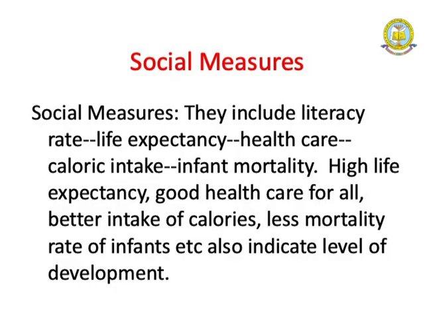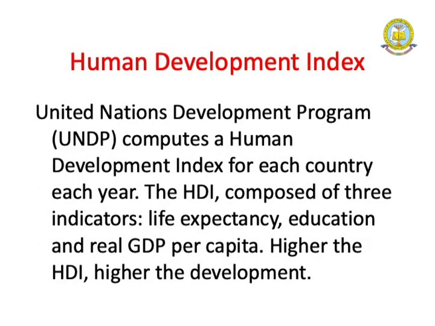And infant mortality, the mortality rate should also be reduced and the life expectancy must be increased. High life expectancy, good health care for all, better intake of calories, less mortality rate of infants, all these things indicate the level of development of a country. Then the United Nations has developed an index to measure the development of a country. It takes not only the GDP into account, but also other measures to see whether the human development in the country is high or not.